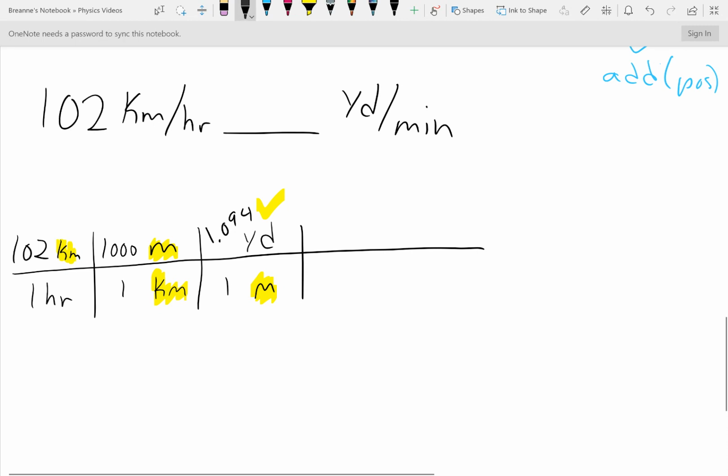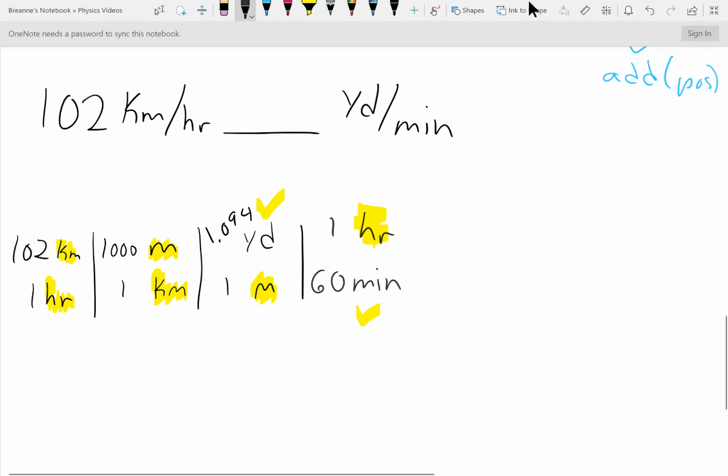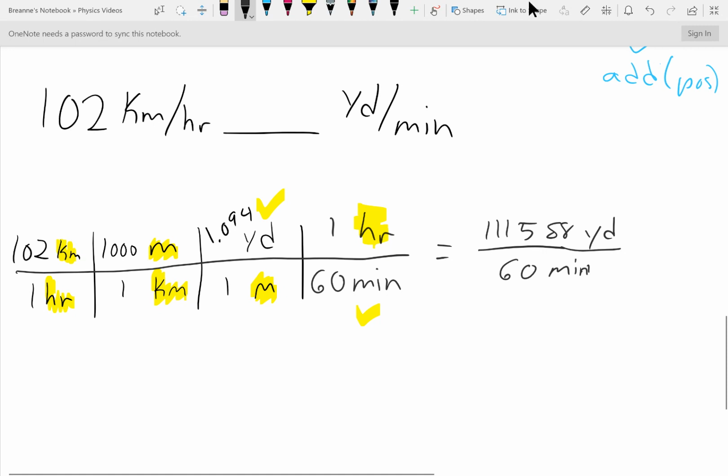Now let's look at our hour. We don't want hour, we want minutes. We have an hour on bottom, so therefore we need an hour on top. We know a direct conversion from hour to minute. There's 60 minutes in 1 hour. Our hours cancel, and we want minutes. So then we just multiply across the top, multiply across the bottom, and we get 111,588 yards. Don't forget your units. And 60 minutes. Now we just divide the top and bottom. And when you divide, you get 1,859.8 yards per minute. But remember, that's not in scientific notation.